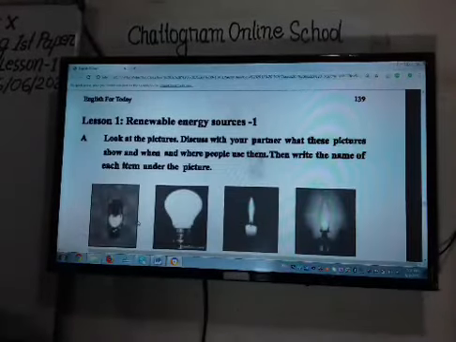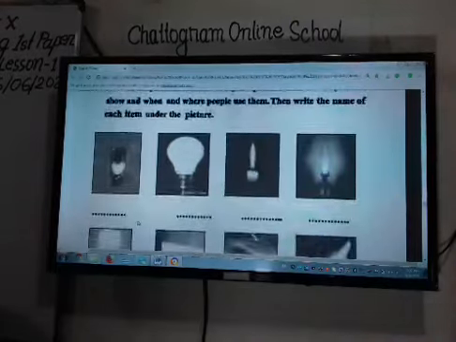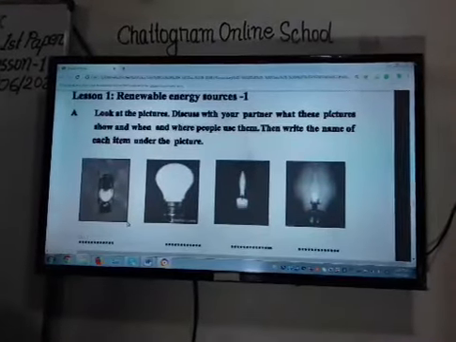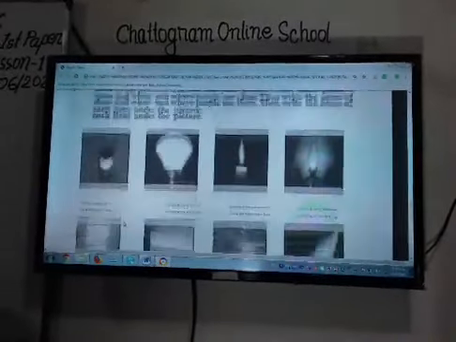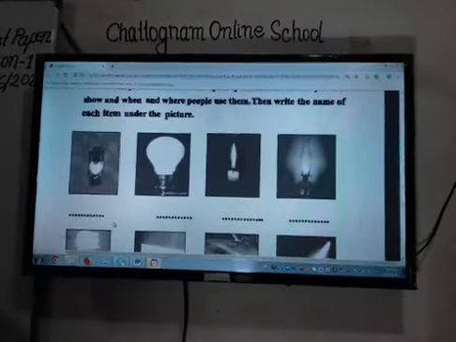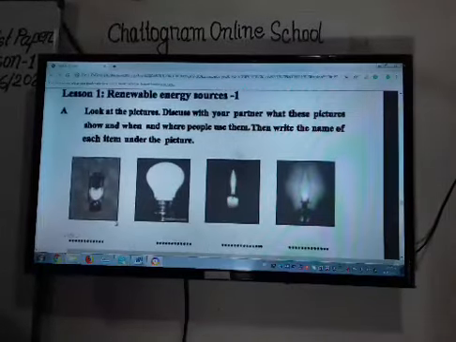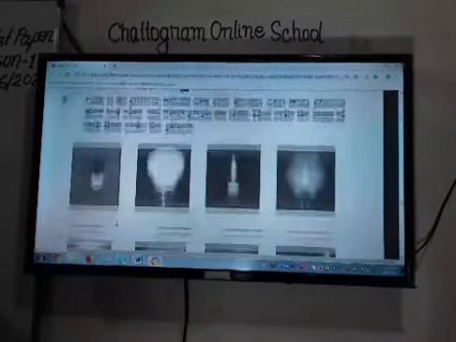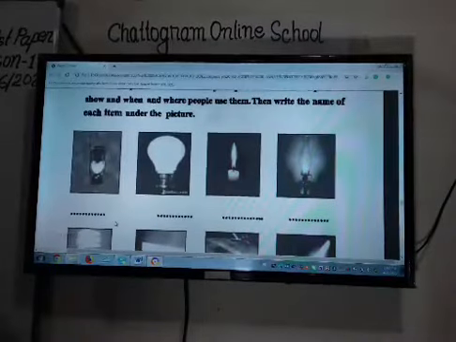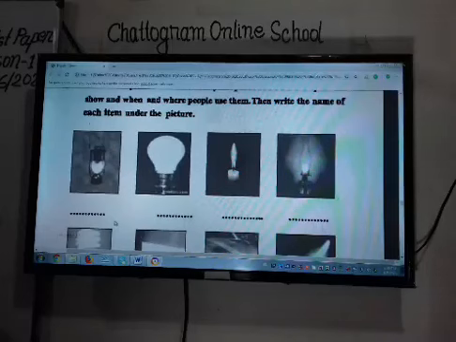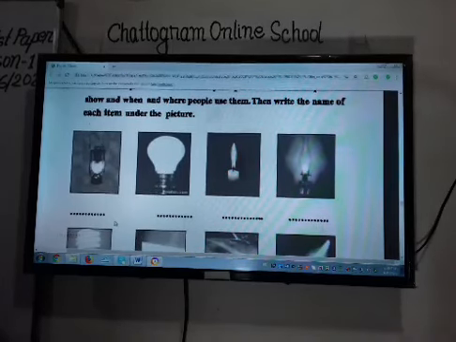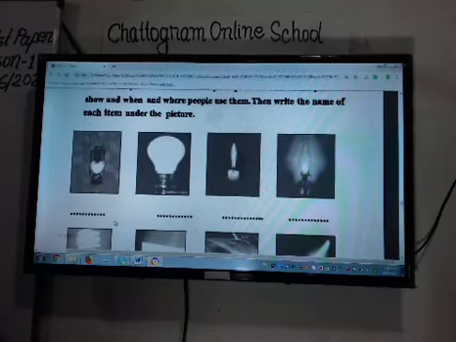Yes, we're going to Section A. Students, there are some pictures of different items. Now write the name of each item under the picture. You write in your book. Let's learn and write, and at the same time try to write their names under the pictures.